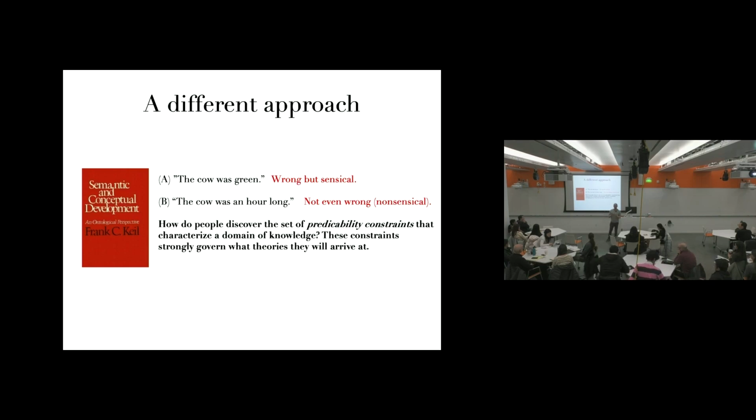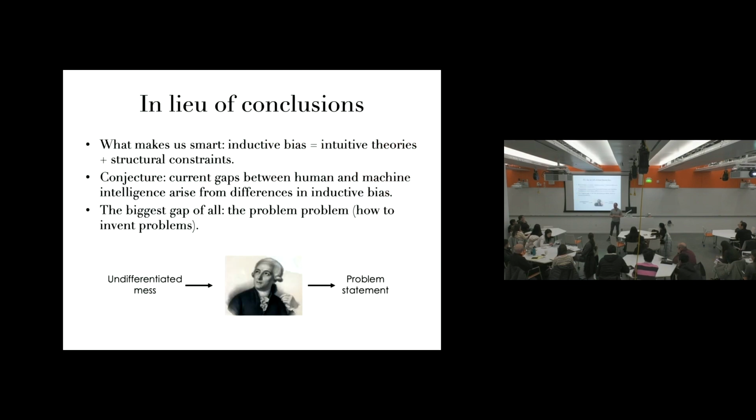Because this is a powerful structural inductive bias that basically eliminates certain kinds of theories from consideration in the first place. And this is something that we don't really understand. Certainly, the kinds of AI systems that we're building now, I would argue, don't have these kinds of predicability constraints.